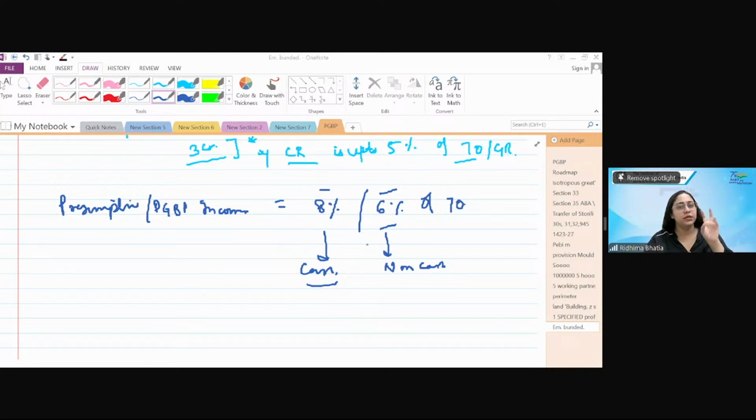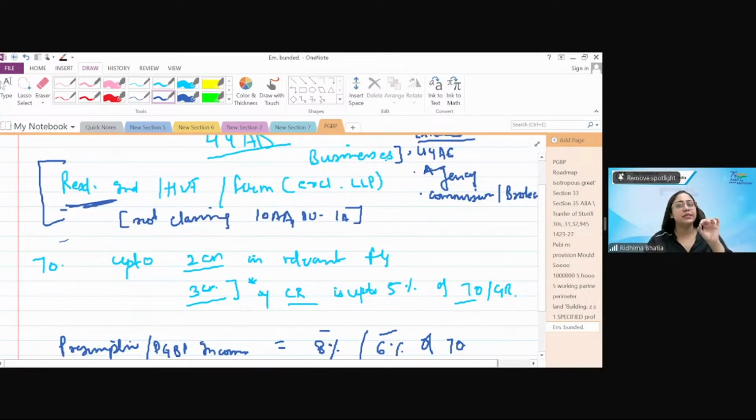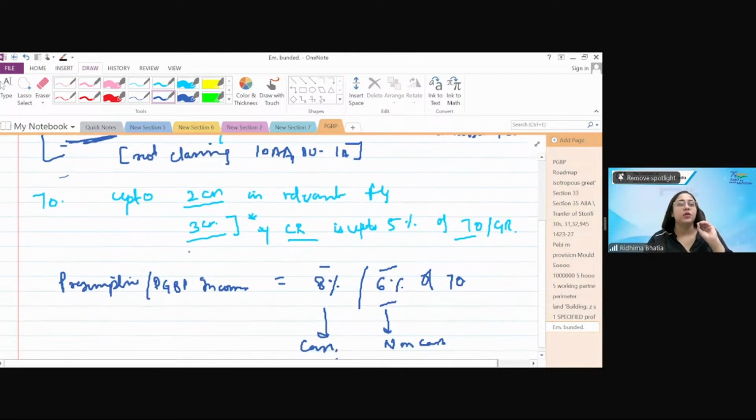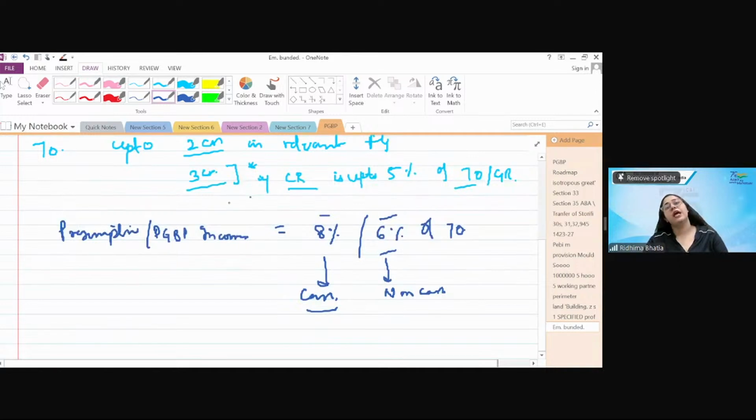So with that, back to what we studied again, I'll repeat it again. Only for resident individual, HUF and firm, excluding LLP, any business except 44AE, agency, construction, commission, broker, sorry. Then you should not claim 10AA, etc. It would be applicable only when you have a turnover up to 2 crore in the relevant financial year. Otherwise, 3 crore can also be applicable, can also claim 44AD, but they should have the cash receipts only up to 5% of the total receipts. Okay. What would be the profit? 8% of the total turnover, but it can be 6% of those turnover which are realized in non-cash, and for that you can see realized in non-cash up to the date of return filing.